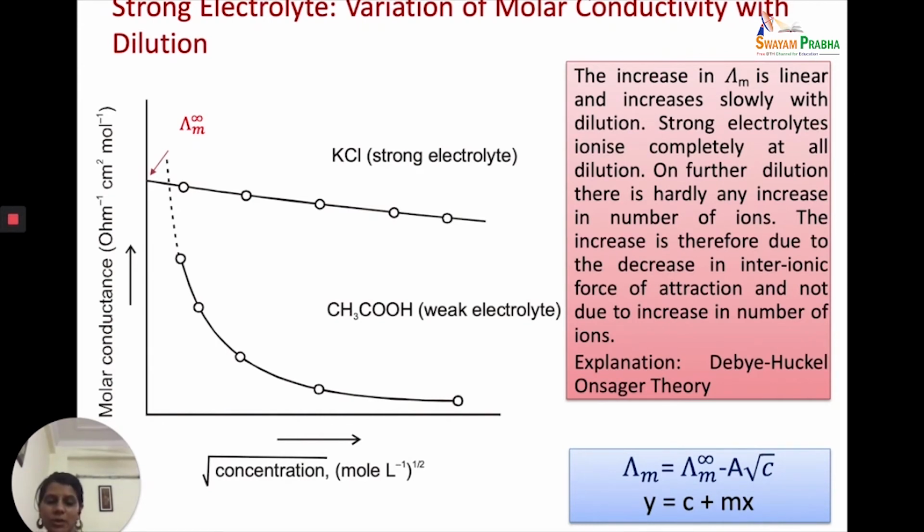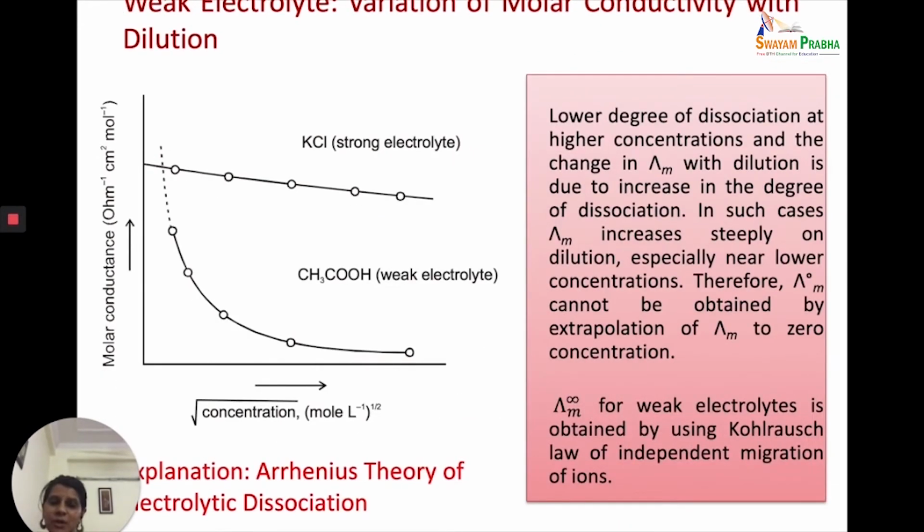Then Kohlrausch, while studying strong electrolyte, also realized something about the weak electrolyte. He found that this graph, because it was not linear, could not be extrapolated to zero concentration, and therefore you cannot get the value of lambda m infinity for a weak electrolyte. So you have to look for a different way of getting the value of lambda m infinity for a weak electrolyte.